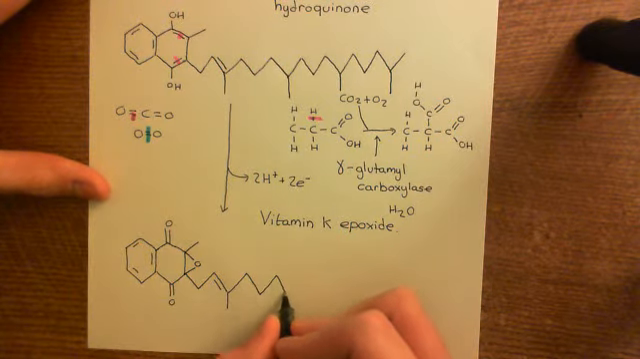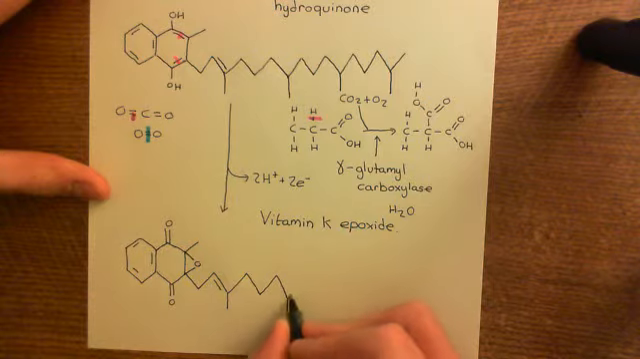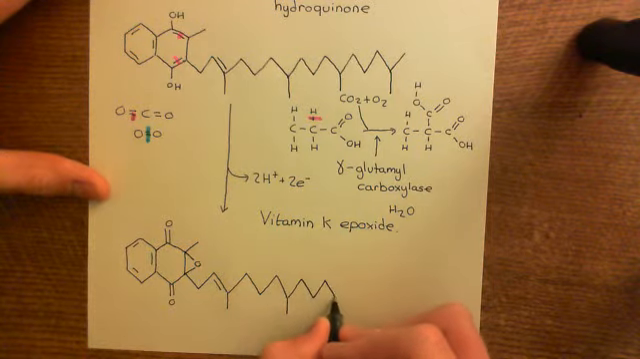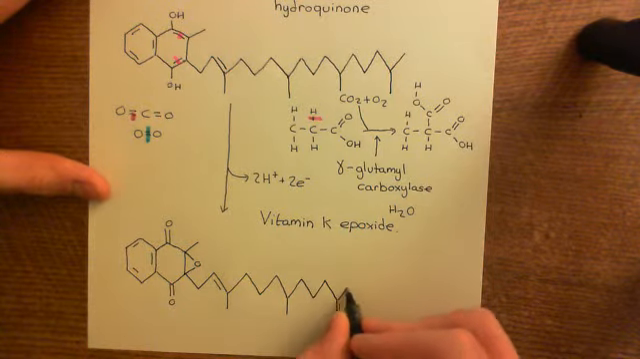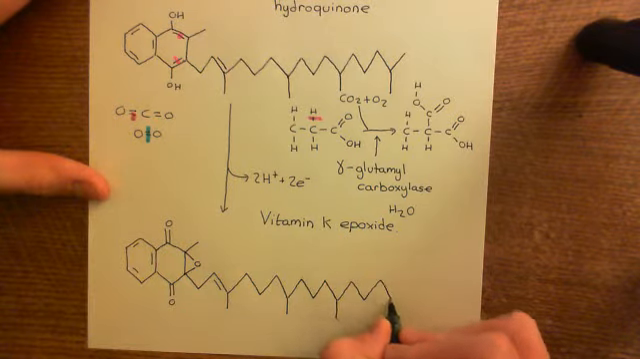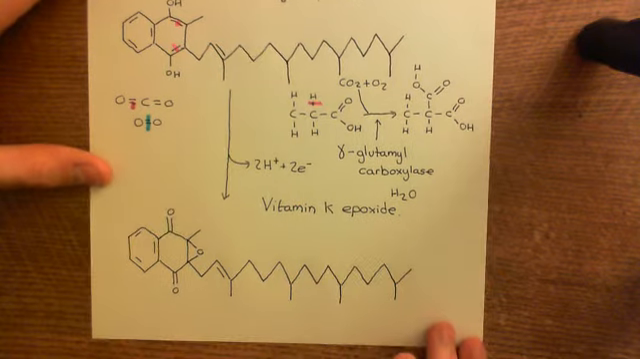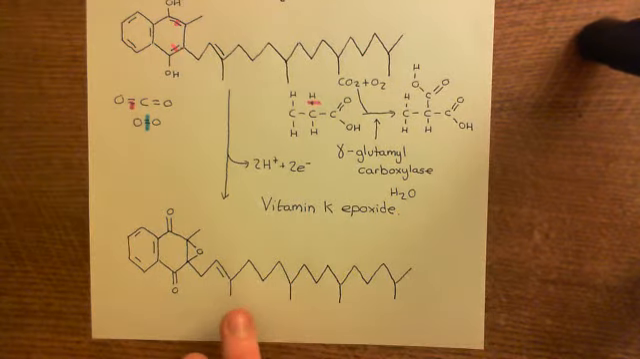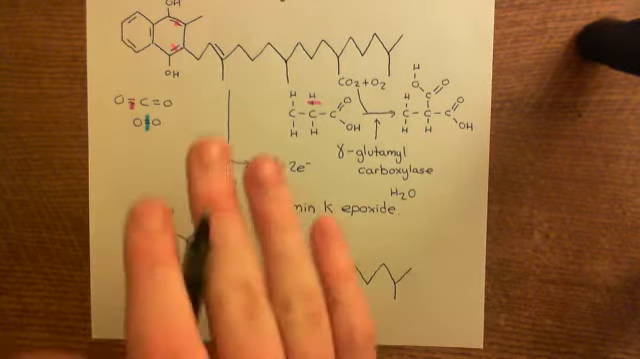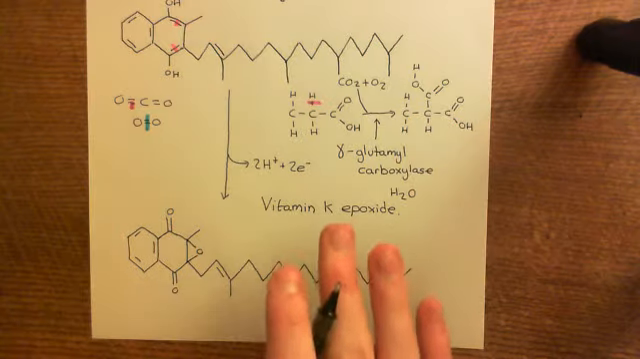So then we've got these three methylene groups, the methyl group, the three methylene groups, the methyl group, the three methylene groups, the methyl group, and then the final methyl group off up there. So that is vitamin K epoxide there. So I hope you at least understand how this reaction makes sense.